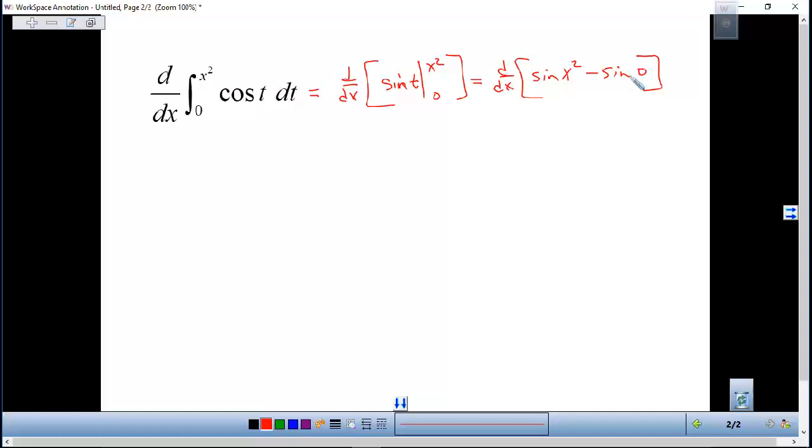Now sine of 0, of course, is still going to be just some number. It actually is 0 there. But in this case, if it had been sine pi, or pi over 2, that would still cancel out when we take the derivative anyway. Now when you take the derivative of sine x squared, what are you going to get? Well, you're going to get cosine x squared times 2x. And then what happens when you take the derivative of the negative sine of 0? That's going to go away and give you 0. So you end up with 2x cosine x squared.